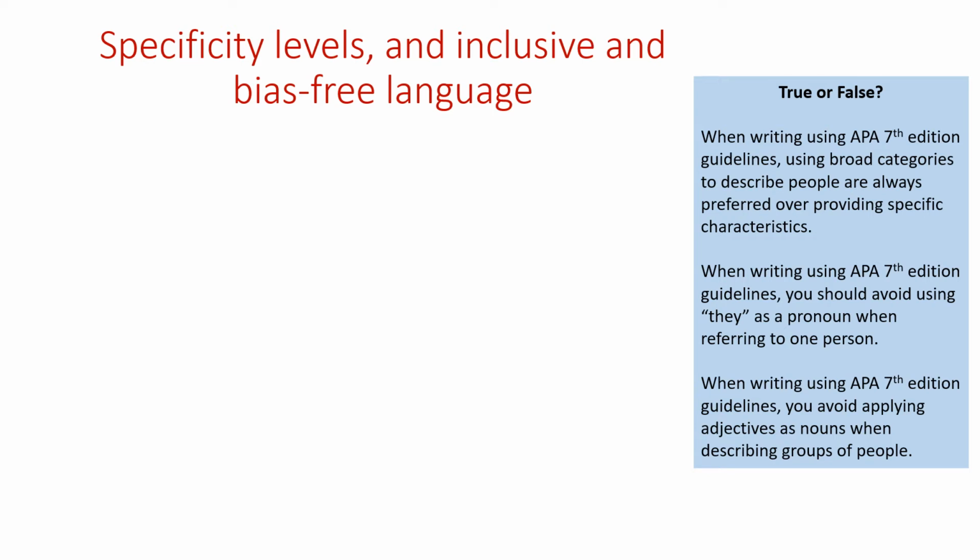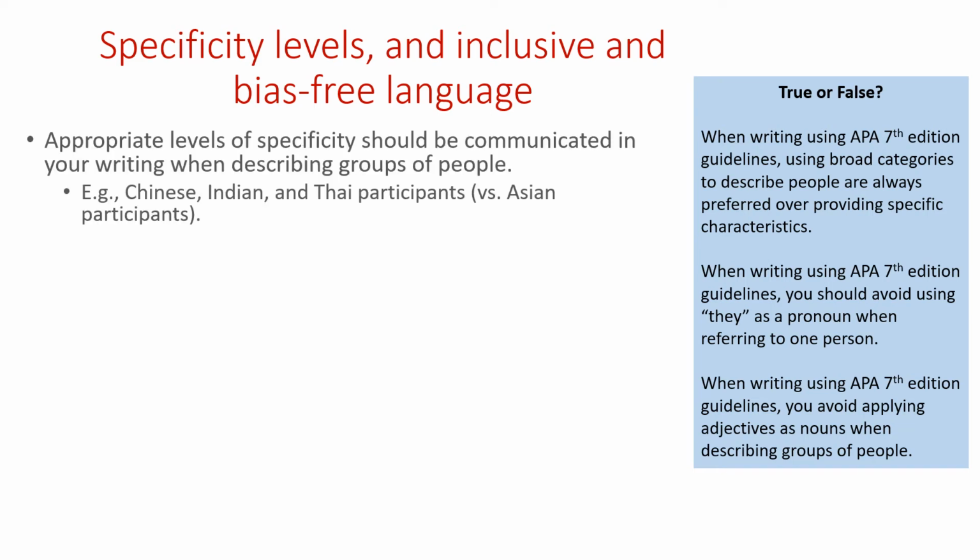Right, next issue with APA 7th, which is actually more of a new thing with APA 7th. It hasn't been, as far as I can remember, mentioned in previous editions, is to be mindful of your language when you're talking about groups of people, and specifically specificity levels, inclusivity, and making sure your language is bias free.